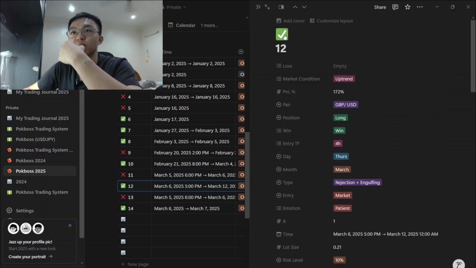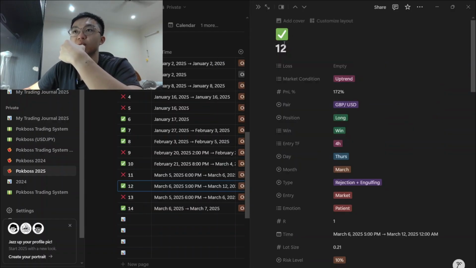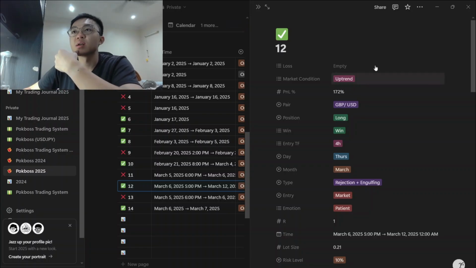If it's a winning trade, I will put a tick over here. A tick means a winning trade. You can see there are some trades with a cross, so these are losing trades. And then this one is a bit special. This trade is cancelled. It's either cancelled or missed. I use this symbol. Alright, so I will just go through this GBP USD trade that I journaled on that day.